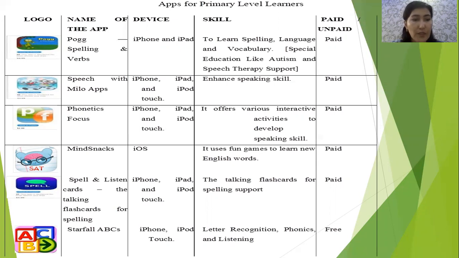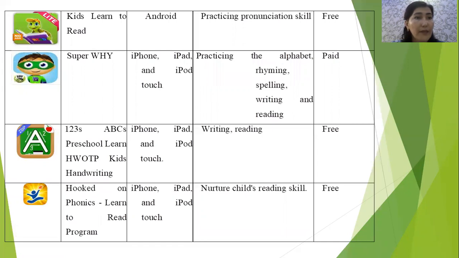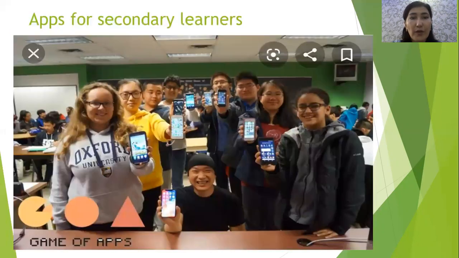free. So here you can see Starfall ABCs, it's a free app. And Kids Learn to Read, also a free app. So 1, 2, 3's ABCs, Preschool Learn, Kids Handwriting, they are also free. And Hooked on Phonics, Learn to Read program, this is also free. So as we said before, they were for beginners, starters, for primary learners.